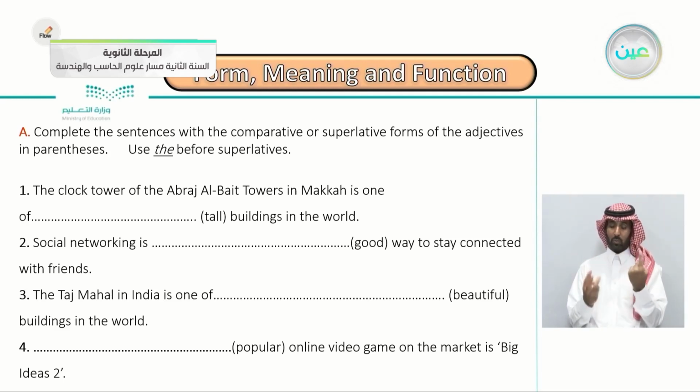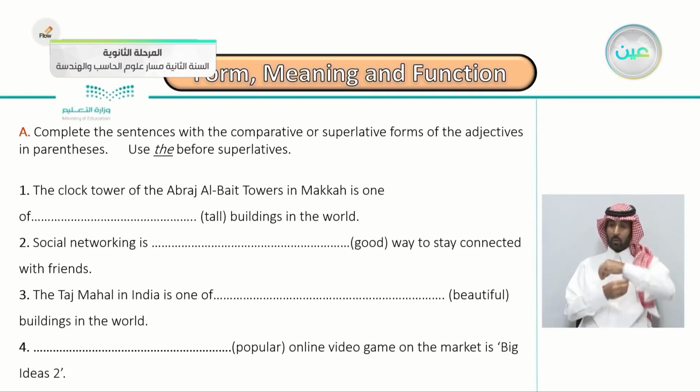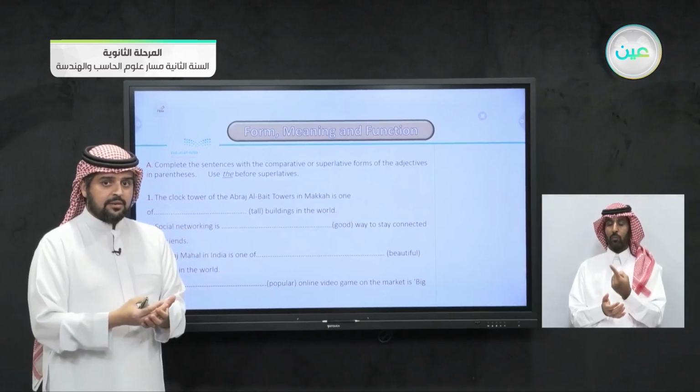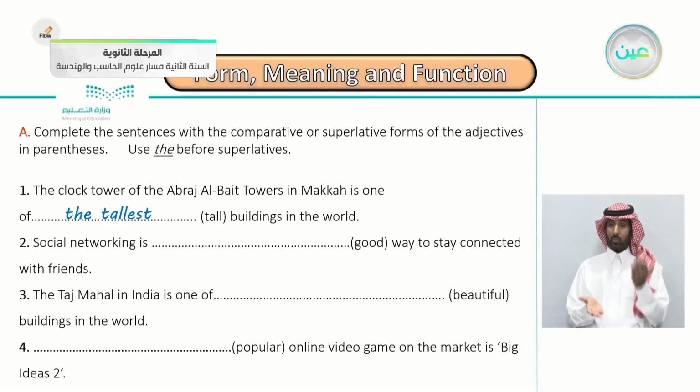The first one, the clock tower of Abraj al-Bayt towers in Mecca is one of the tall buildings in the world. The adjective is tall, and buildings is a group of buildings in the world. So is he comparing just 2 buildings or the whole buildings all over the world? Very good. So what do we choose? Exactly. The tallest, we use the superlative form, the tallest buildings in the world.